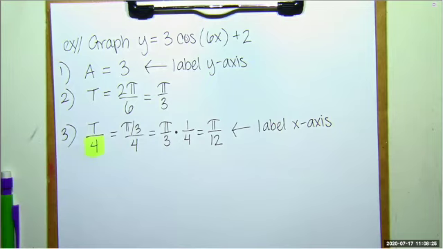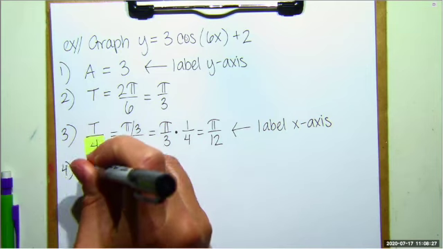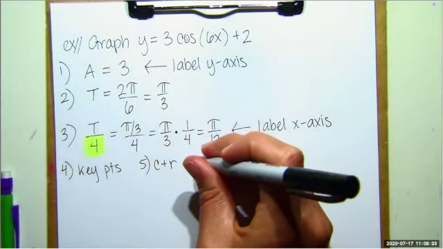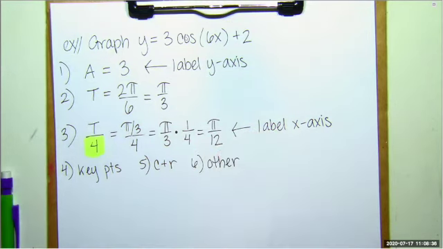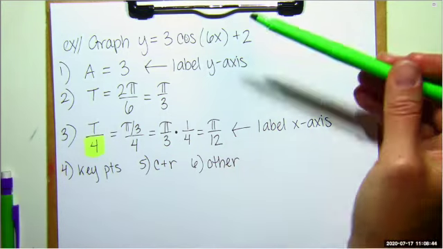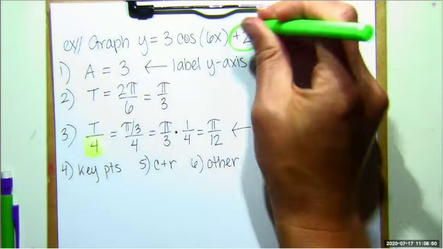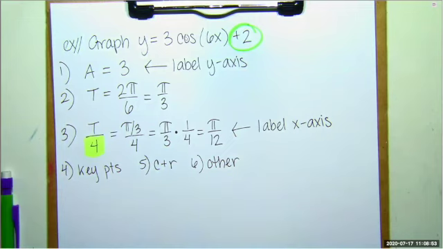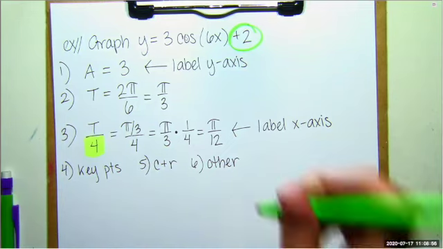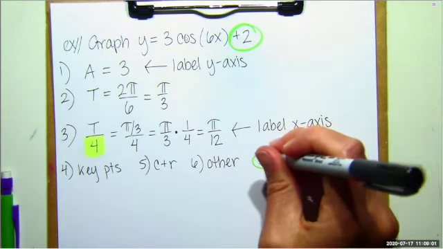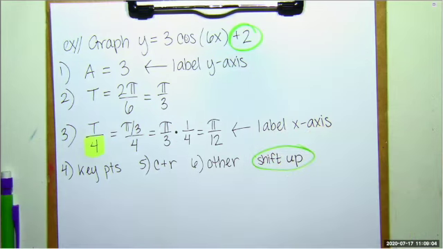Okay, step 4 is to plot our key points. Step 5 is to connect and repeat. Step 6 is any other transformations. What transformation have I missed? What other transformation do we have in this example? The +2 is a shift. In which direction? Up, down, left, or right? Up. Good. So what you want to think about is you just have a bunch of y values you're adding 2 to, so they just move up 2. So we need to remember under the other, we have a shift up. So we'll do that last.